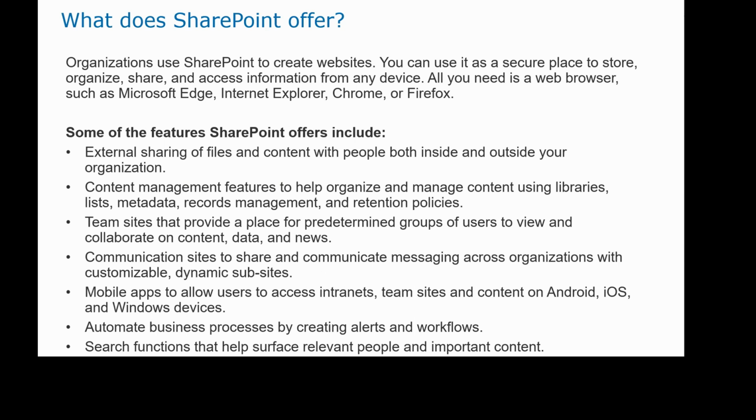The second one is the content management feature, which helps manage content through lists, libraries, metadata, record management, and policies. There are different types of sites you can create in SharePoint. Broadly, there are two: a team site and a communication site. A team site is a site template you can use to collaborate between a set of people. For example, if you are making a project with five team members, a team site would be an ideal site.